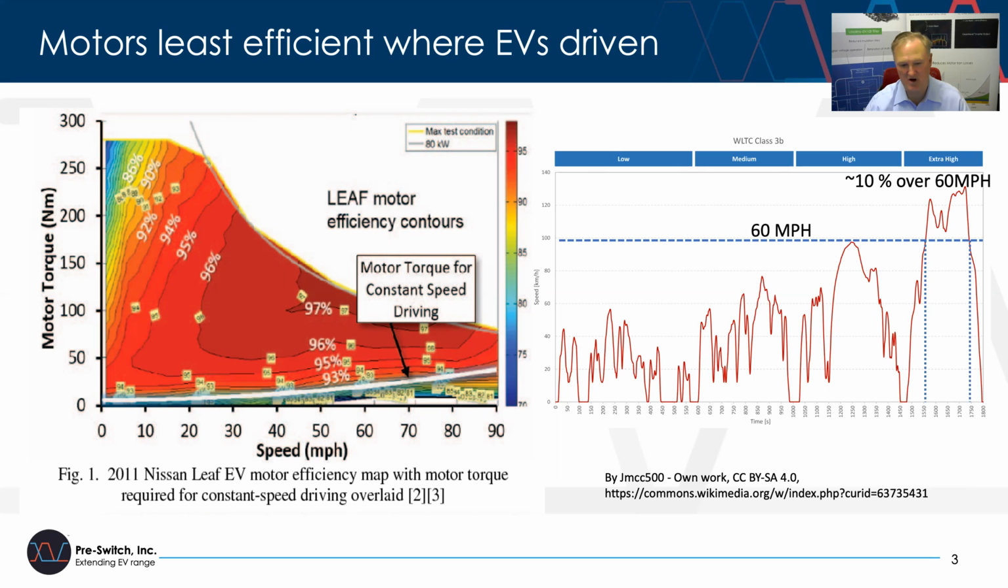Now, unfortunately, this white curve is where people drive, which is what we show on the right-hand side of this presentation. This is the WLTC Class 3B. This is what effectively gives you the miles per gallon equivalent in an electric vehicle. And the driving profile is shown in red. And what you can gather from here is that very little of the driving profile is above 60 miles an hour. And there's a lot of time spent driving down here at the low torques. And so if we can improve the efficiency in low torques in an electric vehicle, we can increase the range dramatically. So let's talk about what FreeSwitch is doing to help that.